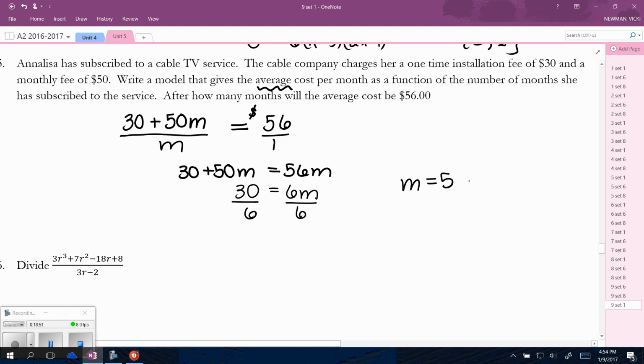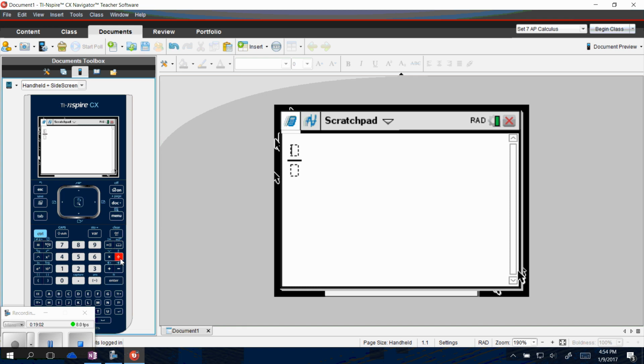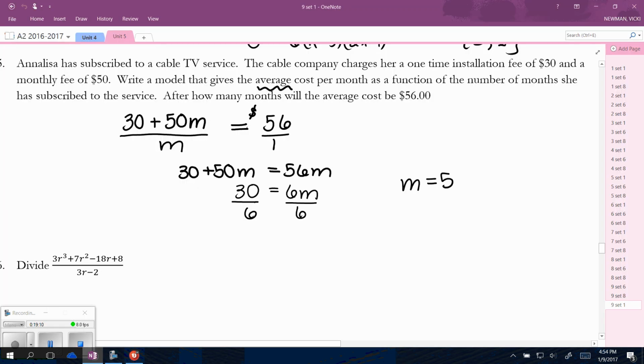So after 5 months, so let's check our work here. So plug in, oh, I'm picking up my calculator, not using this one. That's silly. Okay. So control divide. 30 plus 50 times 5 over 5. Is that 56? Yeah. That's when she'll pay an average of $56. So after 5 months.